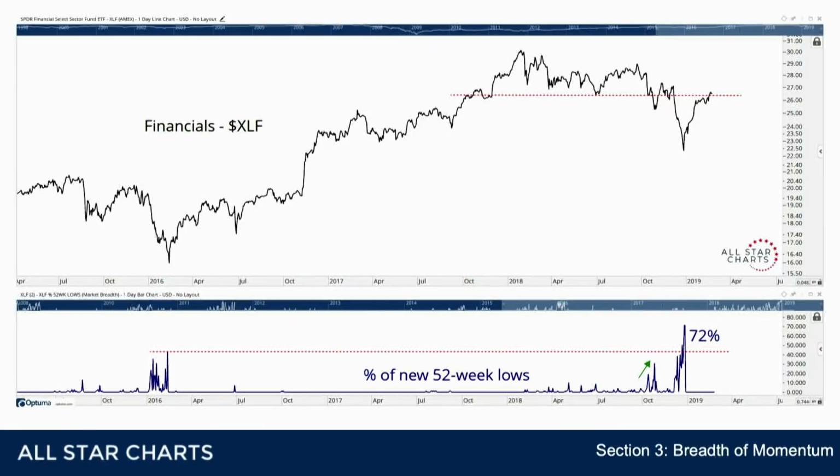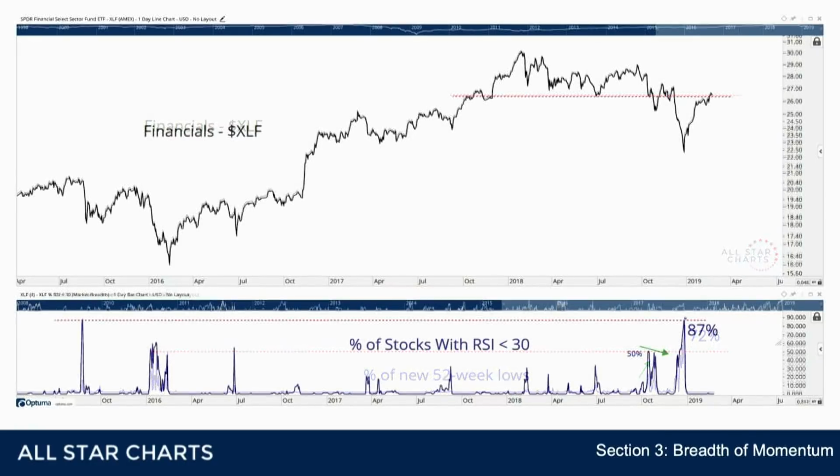Financial is a huge weighting in the market. 72% of them hit new 52-week lows. Again, these are very extreme readings. They exceeded what we saw in 2016. They exceeded what we saw earlier in 2018. So yeah, again, extreme readings worth paying attention to. Doesn't necessarily mean we get this aggressive of a rally, but probably not the place to be pressing shorts either.